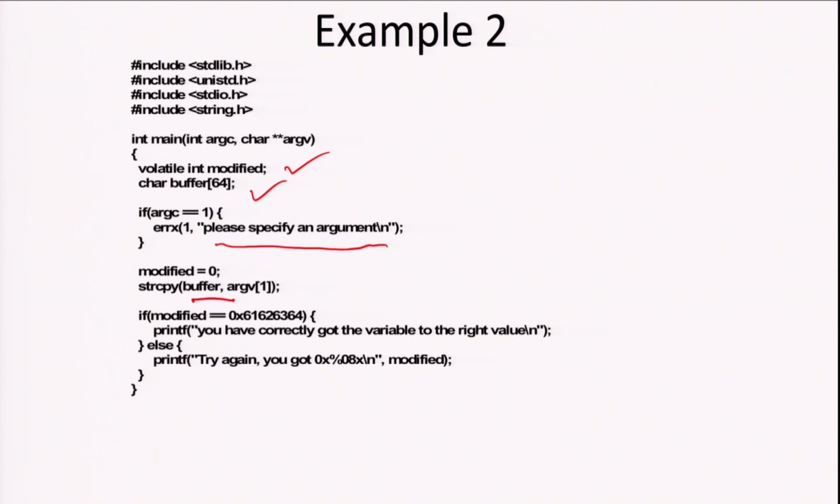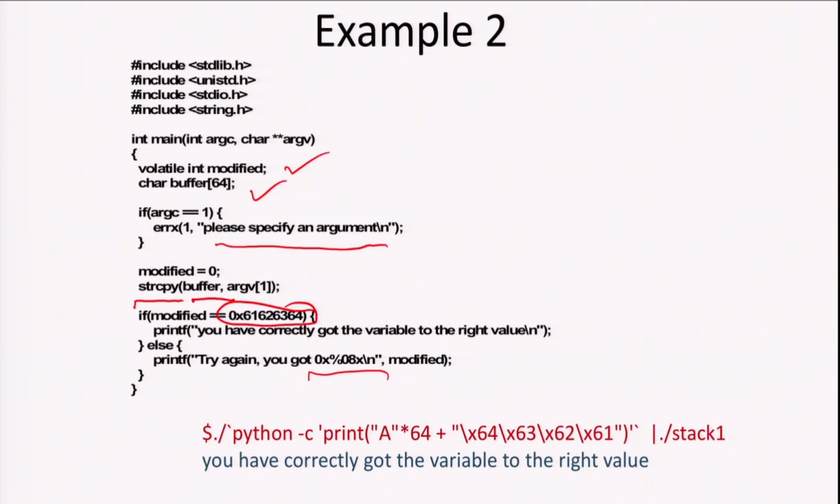Now we are actually taking a command line argument and copying it using the string copy function. So string copy would copy this argument variable, which is supposed to be a string, into this buffer, and then we are checking whether the variable modified has taken a specific value. In the previous one, we did not care what value modified took. We just wanted to check whether modified had really been modified. In this case, we want to see whether modified has been assigned a very specific value, and if it doesn't, then we get into the else.